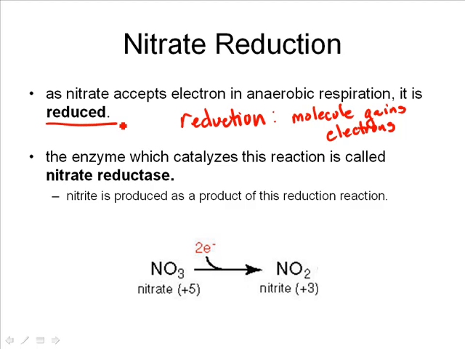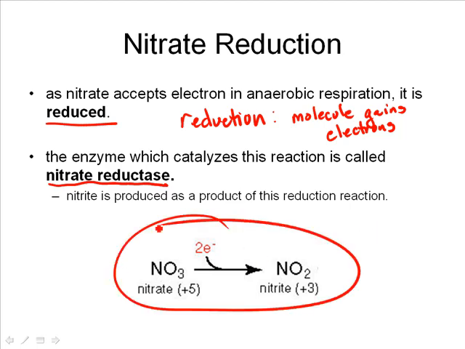Now, in order to keep this process moving at a rate that is sufficient, bacteria use the enzyme nitrate reductase in order to reduce nitrate. We can see that reaction right here. Nitrate gains 2 electrons to form nitrite. And it's the enzyme nitrate reductase that allows that reaction to occur.